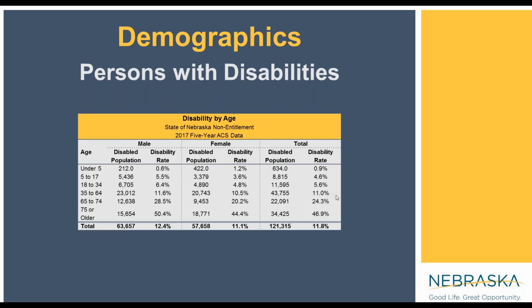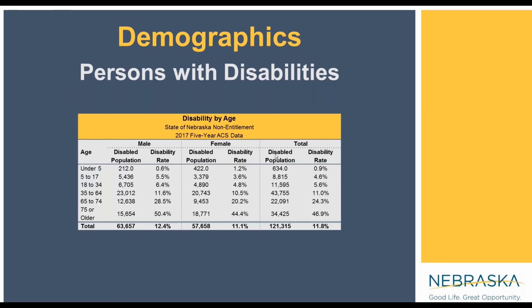Okay. Persons with disabilities. This is disability by age. We see the disability rate in the non-entitlement areas of Nebraska, in the most recent 2017 five-year ACS data, is 11.8%. The male disability rate is slightly higher at 12.4 compared to 11.1% female. The thing to take away here is that as you age, the disability rate increases rather dramatically. For those 75 or older, up to 46.9% have a disability.